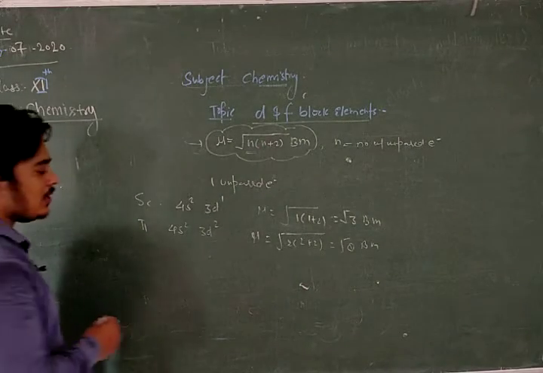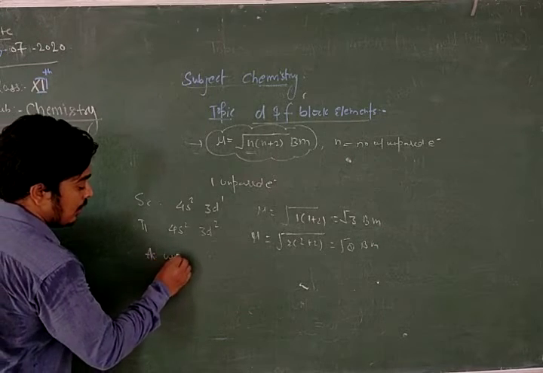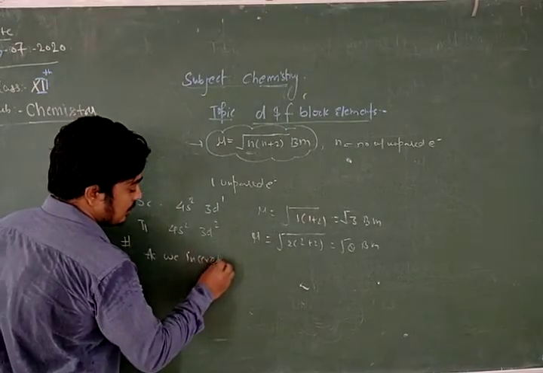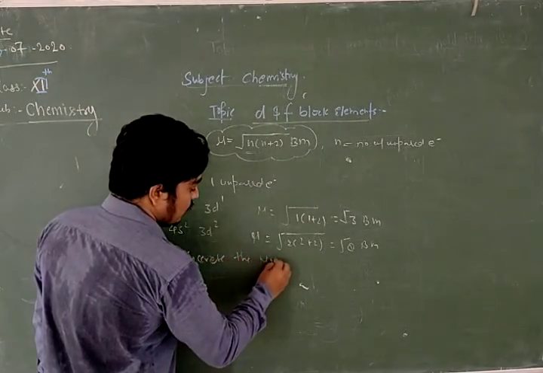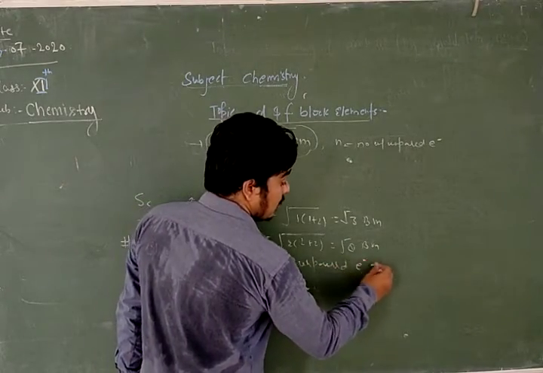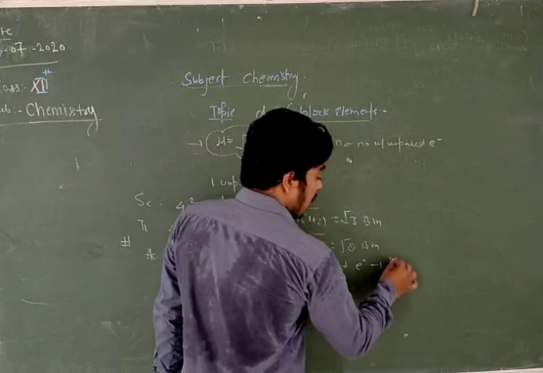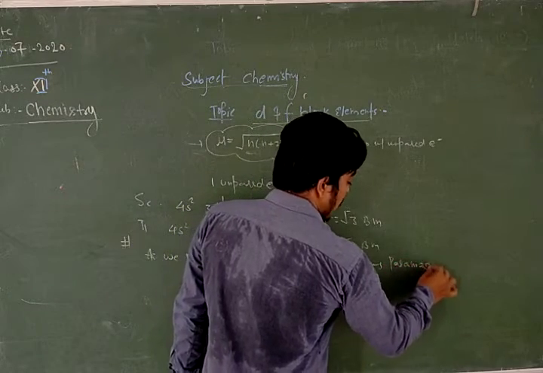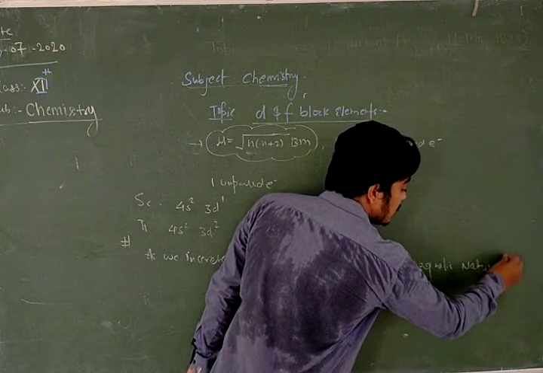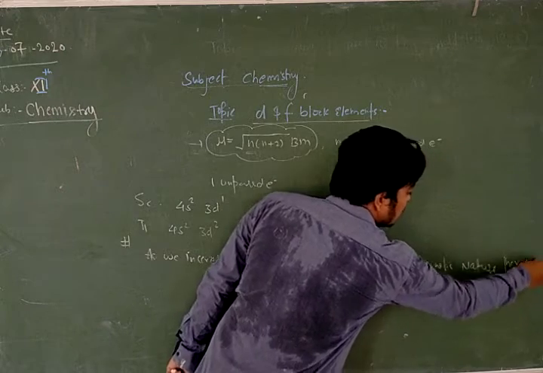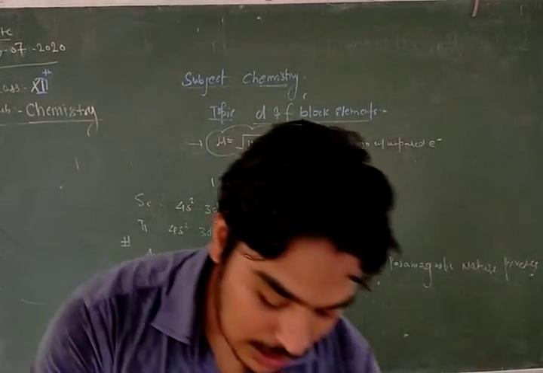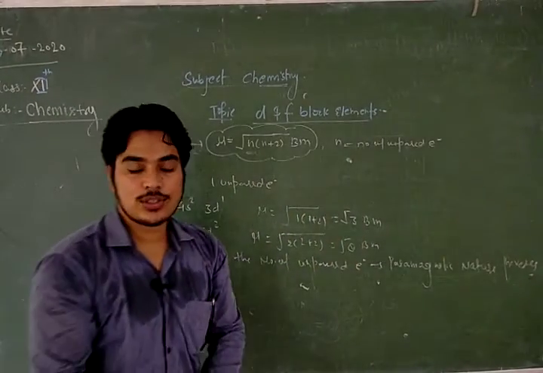So as we increase the number of unpaired electrons, this is the main point, what happens? Magnetic property increases, paramagnetic nature increases. As we increase the number of unpaired electrons, paramagnetic nature increases.